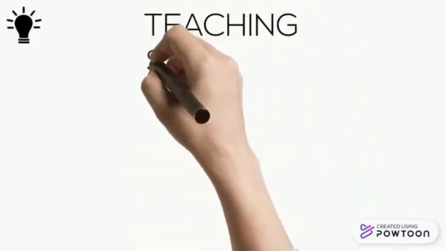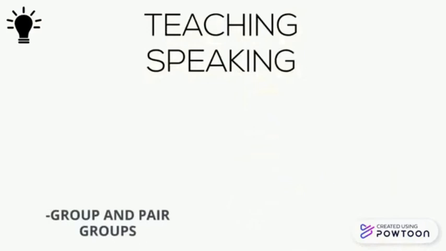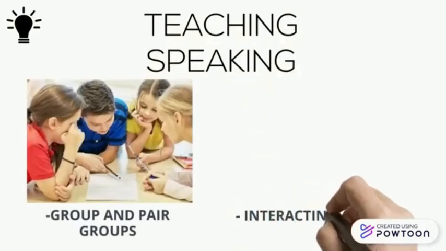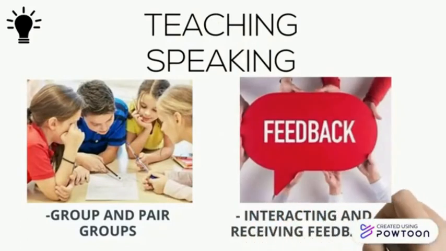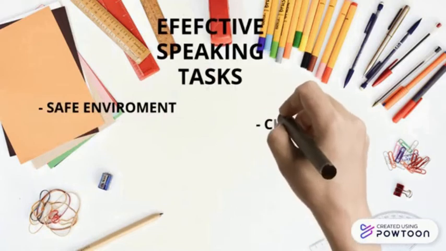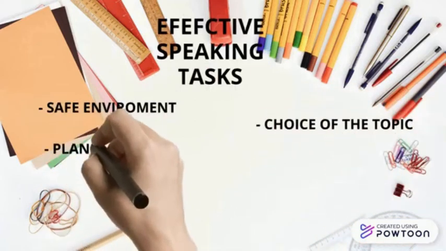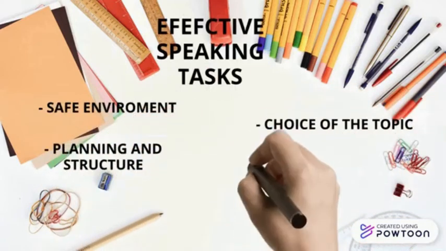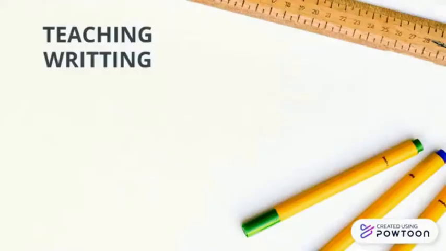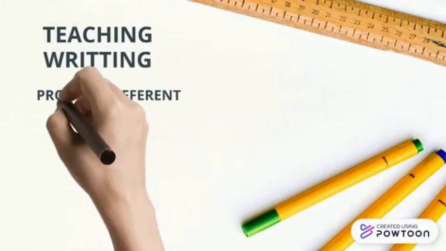In the case of teaching speaking, group and pair work offer effective opportunities to use language. By interacting and receiving feedback from others, learners will discover the appropriateness and correctness of their content and language. There are some effective speaking tasks: create a safe environment, choose the topic carefully, plan and structure interaction well, use a no-hands rule and give learners time to think.